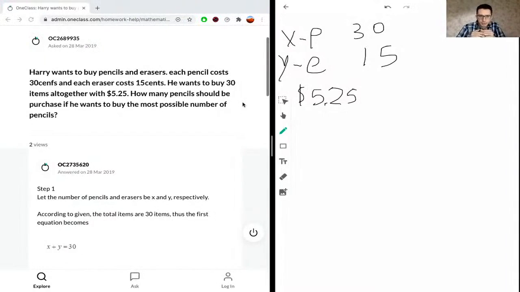So here we can kind of set up some equations. The first being 30 cents times the number of pencils, so X, plus 15 cents times the number of erasers. So the total cost should be equal to $5.25, which is just 525 cents. So $5.25 is equivalent to 525 cents. Each dollar is 100 cents.